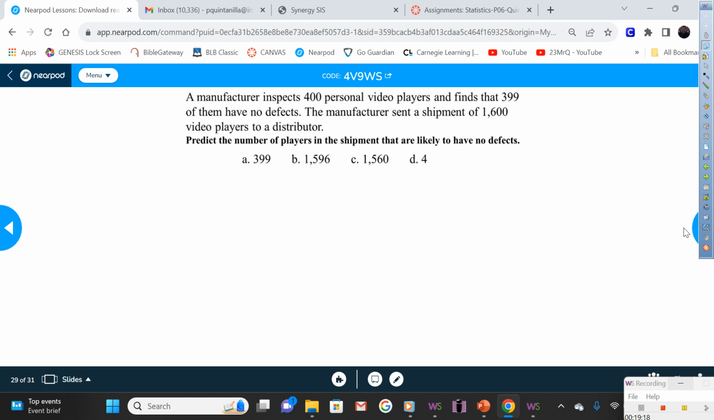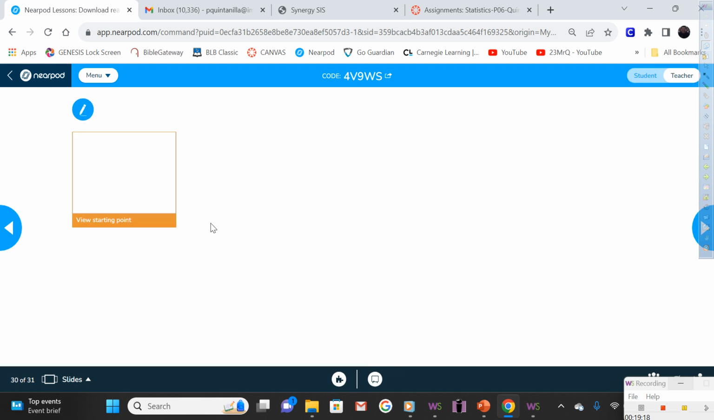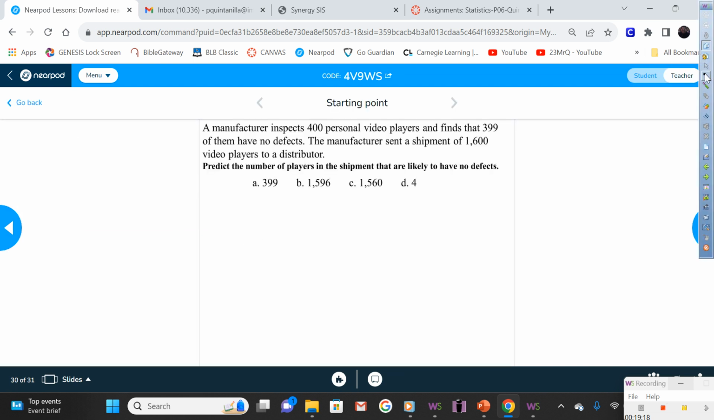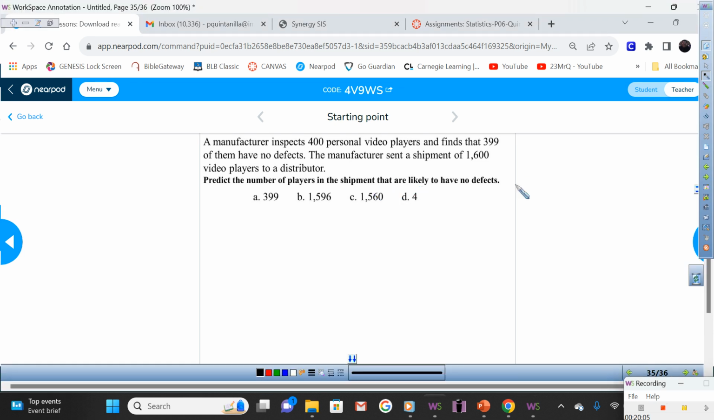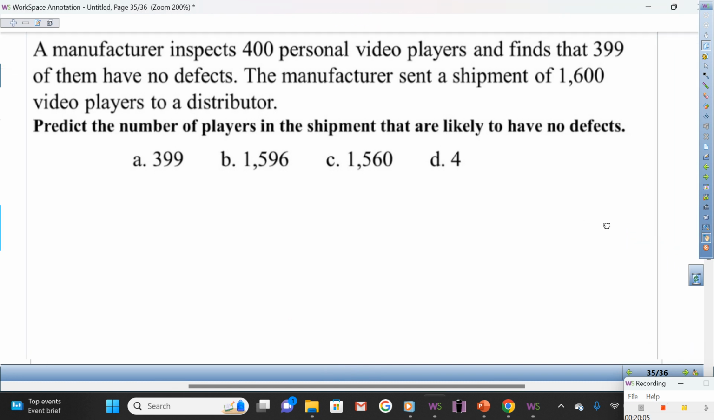It says, the manufacturer inspects 400 personal video players and finds that 399 of them have no defects. The manufacturer sent a shipment of 1,600 video players to the distributor. So, let's see. This is very similar to the ones we did at the beginning. I'll give you a head start. See if you can set that up and solve.